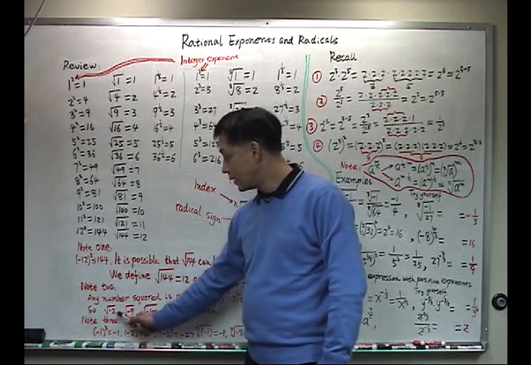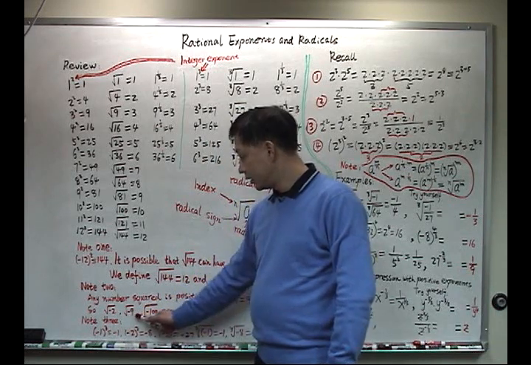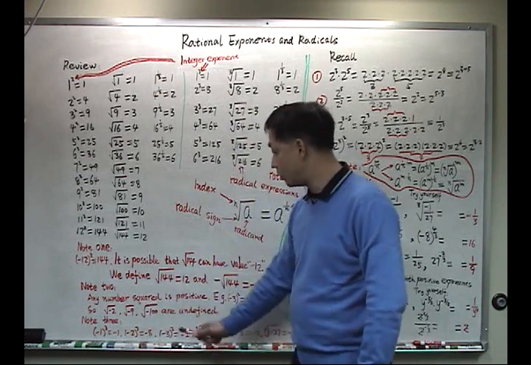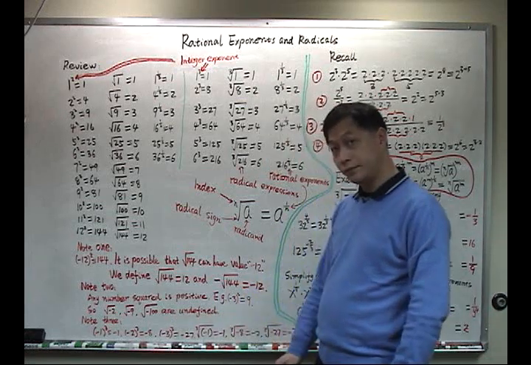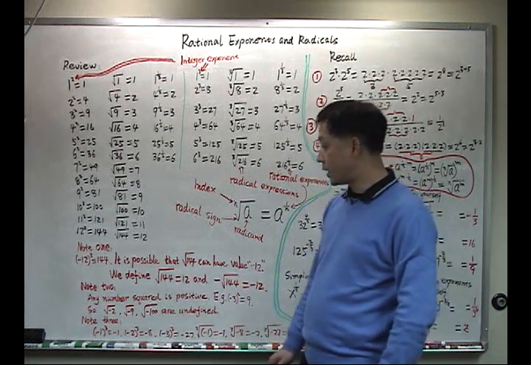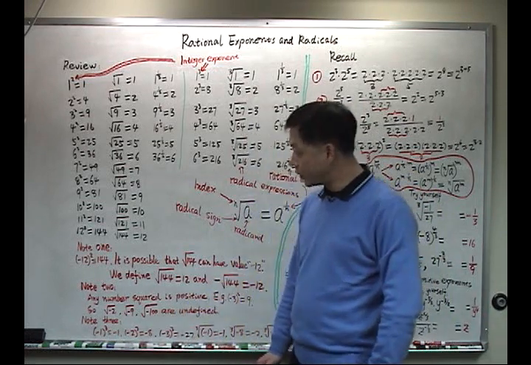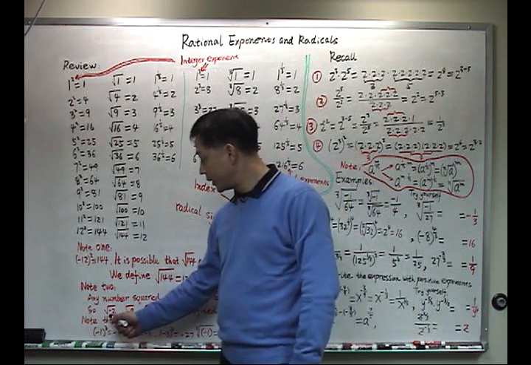So we say the square root of negative 2, negative 9, or negative 100 are undefined. This is because there are no numbers that, squared, give you negative 100. No number squared gives you negative 9. And no number squared gives you negative 2.